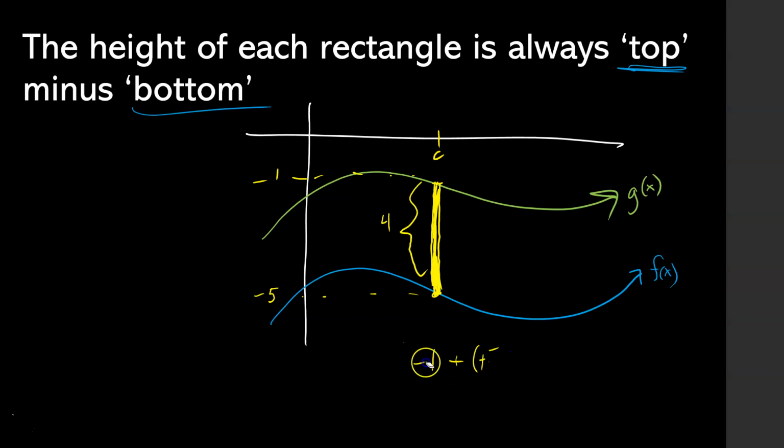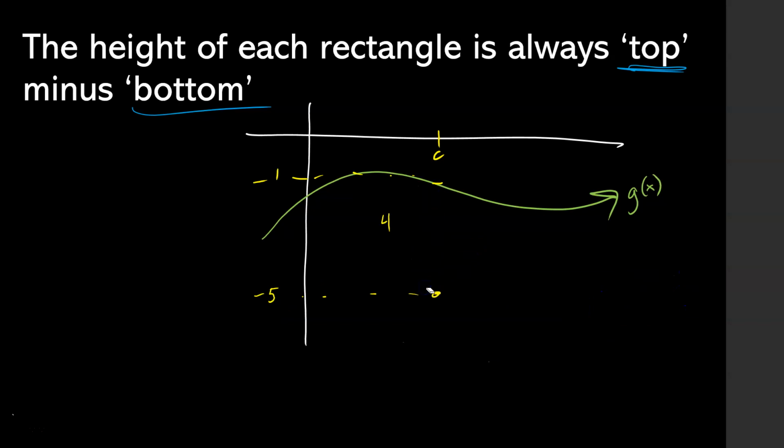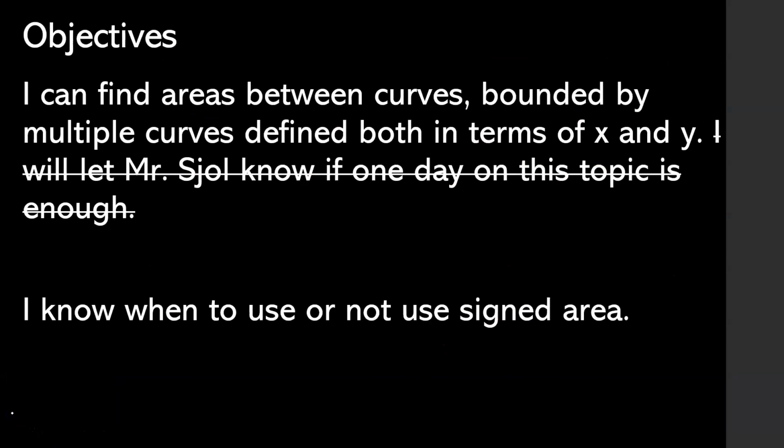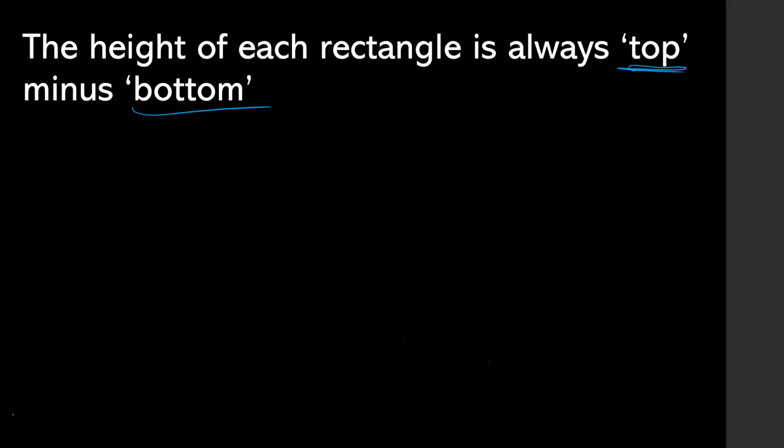Now, you might be a little confused why, those of you who are noticing details, I have top in quotation marks. How come? Well, because top and bottom don't always mean top and bottom. If you go back to the objectives, you're going to have curves in terms of x and y. Let me say that another way.